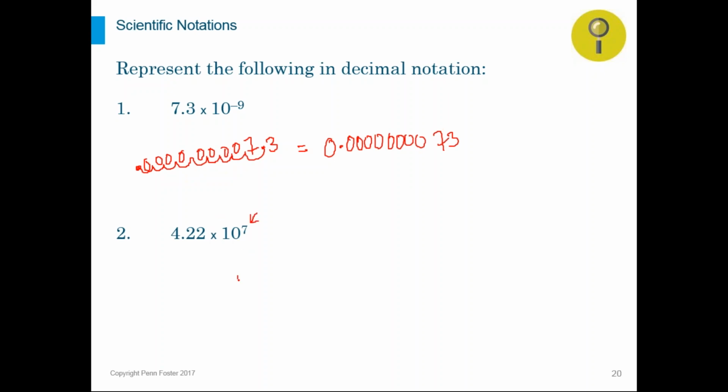It's a positive exponent. I need to push my decimal point to the right. How many? 7 places. 1, 2, 3, 4, 5, 6, 7. So my number is 422, and then I have 5 zeros. And then place your commas. 3, and that's a comma. 3, and that's a comma, and that's it.